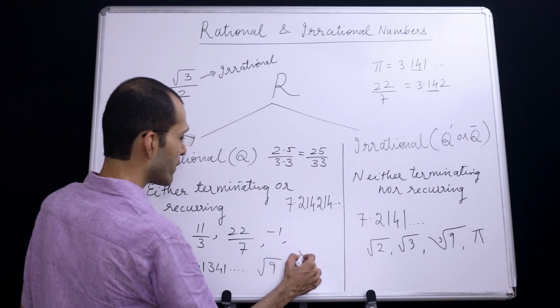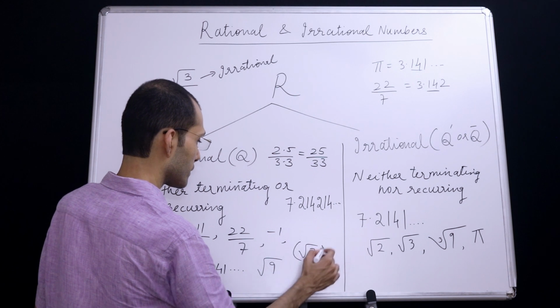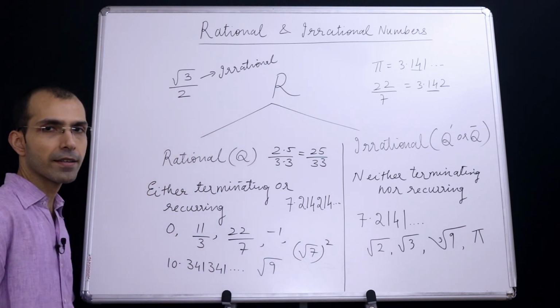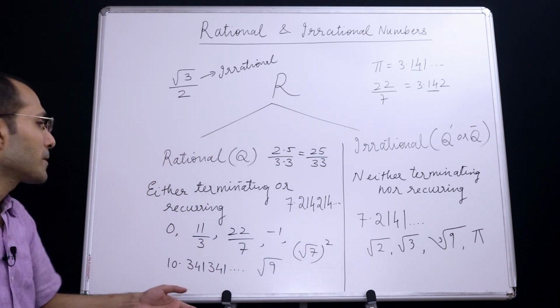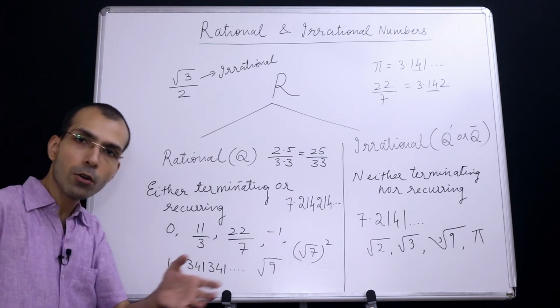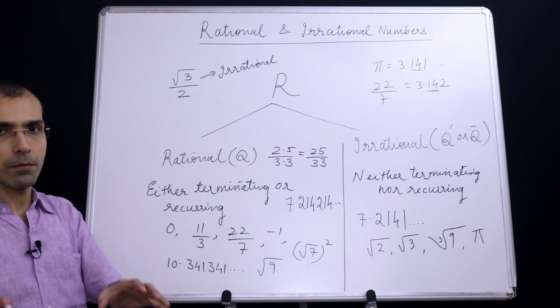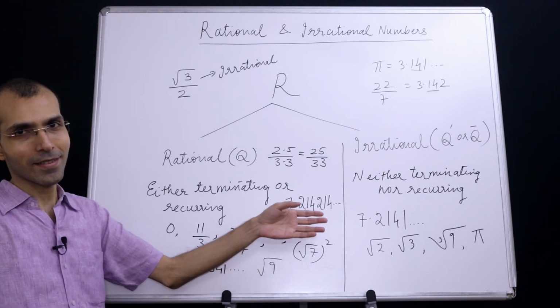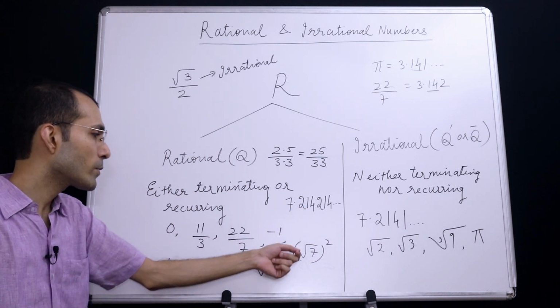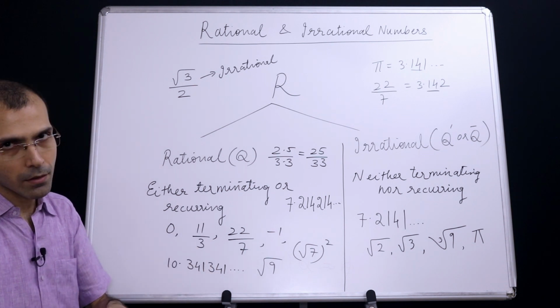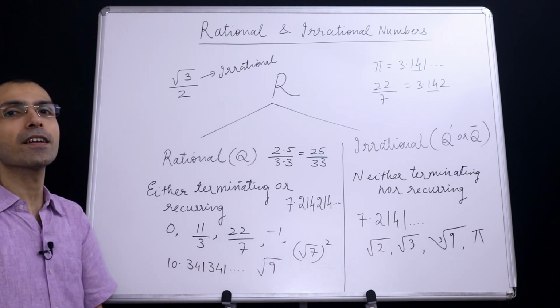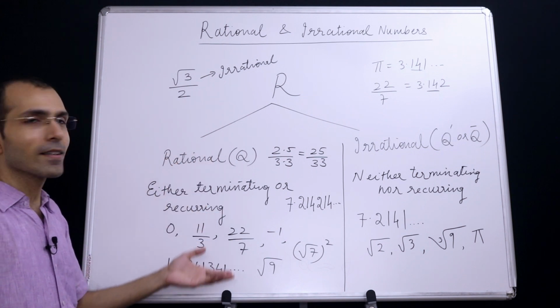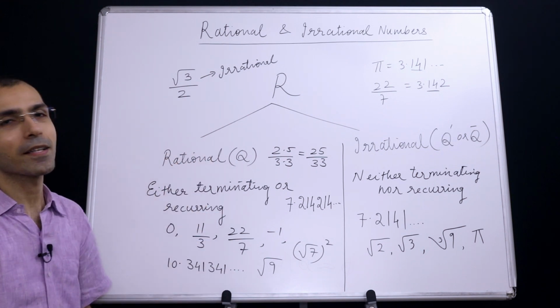What would be root 7 the whole square? Rational or irrational? Rational. At the outset you may feel, oh, root 7 is irrational, fine, but root 7 is not asked. Root 7 the whole square is asked. So root 7 the whole square will be root 7 into root 7. That is how much? 7. 7 is very much a rational number because it is terminating.